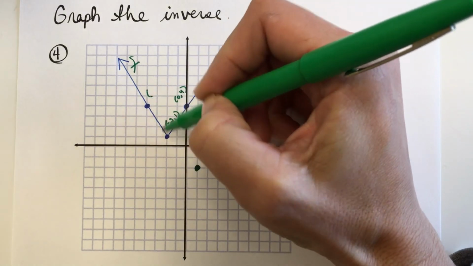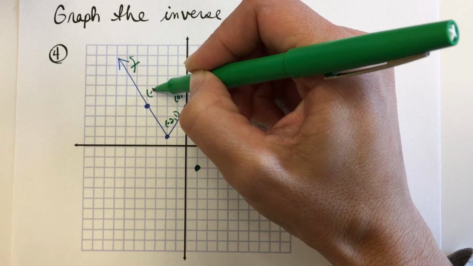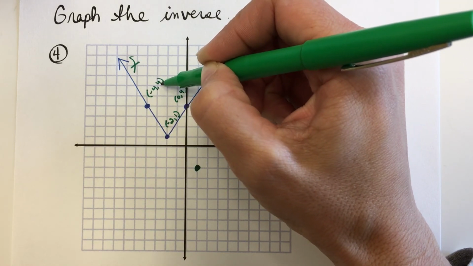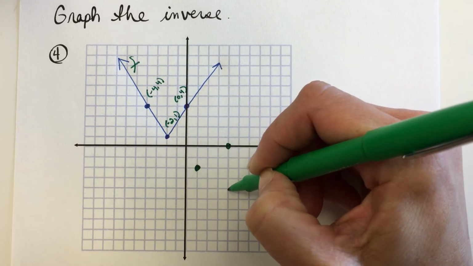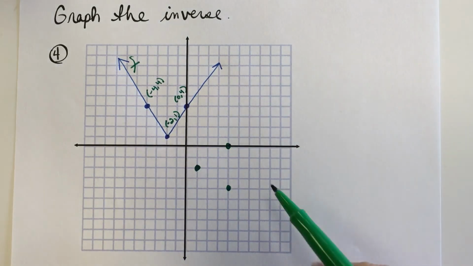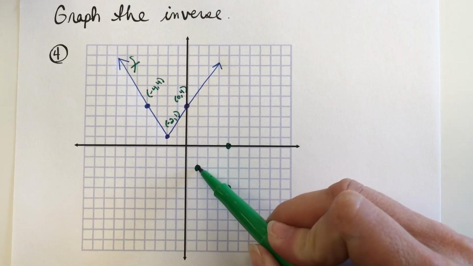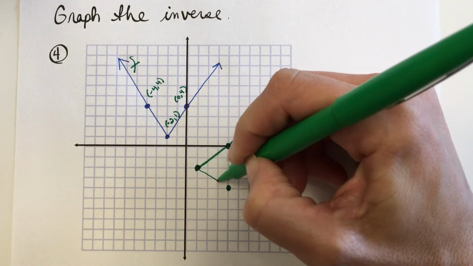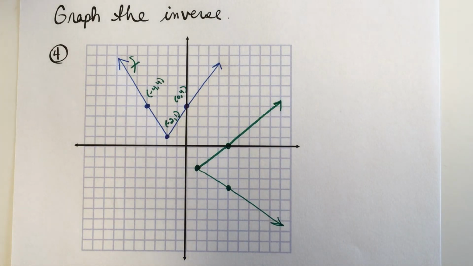Okay, and then this third point, that would be -4, +4. So now I need to plot +4, -4. And then just make sure when you connect this up that you connect it up the correct way. Now, you've got 3 points, so you could connect up and make a V several different ways.